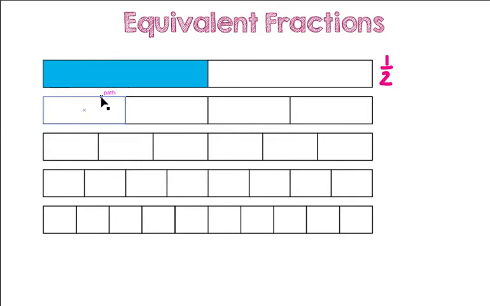Excellent. The ones that said 2, a pat on your back. So let's color 2 and let's use a different color. As you can see, here we have 1, here we have 2, but at the end, if you look at the whole of these two parts and these, they are the same, they are equal. That's why they are called equivalent fractions.